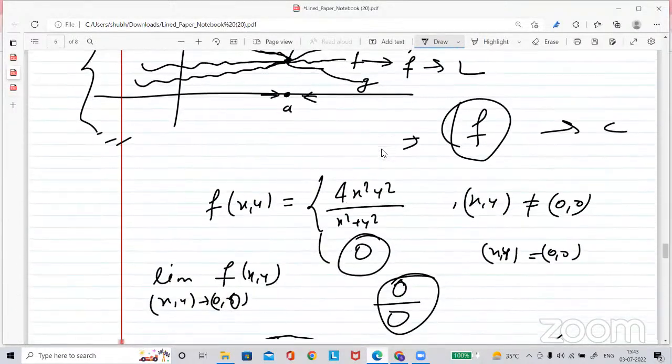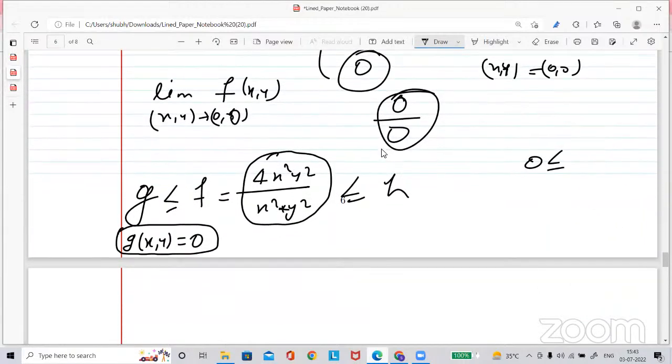Okay, so let's go back to our question. This function is always going to be greater than 0. So we have one tool: we can assume g of xy is equal to 0. Only h remains to be found.